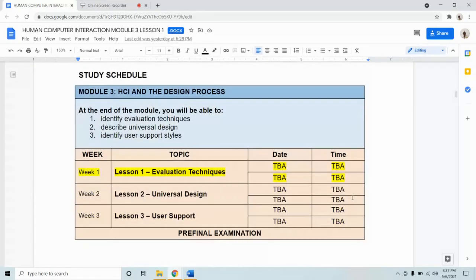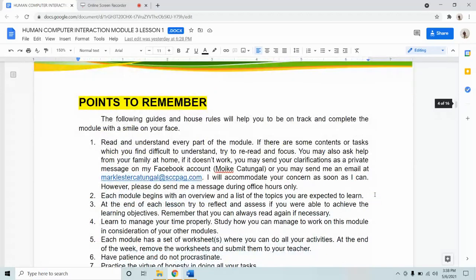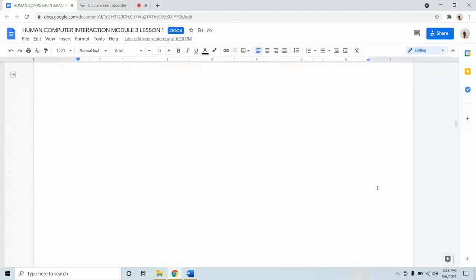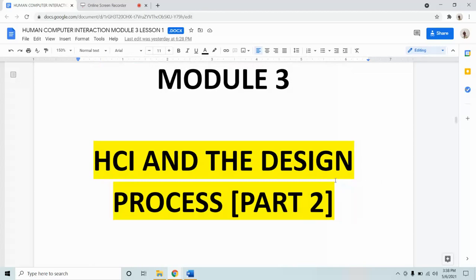So this is going to be our last lesson or last module for the course Human-Computer Interaction. And please ignore Lesson 2 and Lesson 3. I will treat this as our pre-final period. And like I said, the final requirement shall be discussed to you next week. So still ample time will be given to you so that it will be enough for you to work on the final requirement.